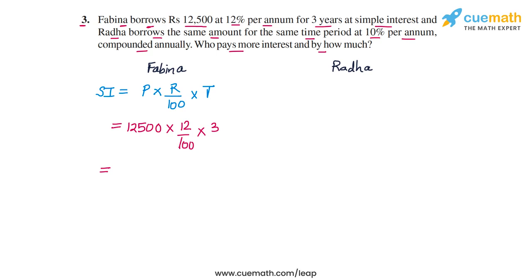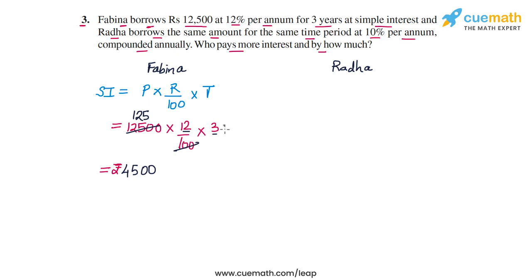So let me actually do this for you. So 12,500 by 100 is 125, and we have 125 into 12 into 3. 12 into 3 is 36. 36 into 125 is 4,500. So the interest that Fabina will have to pay is rupees 4,500.